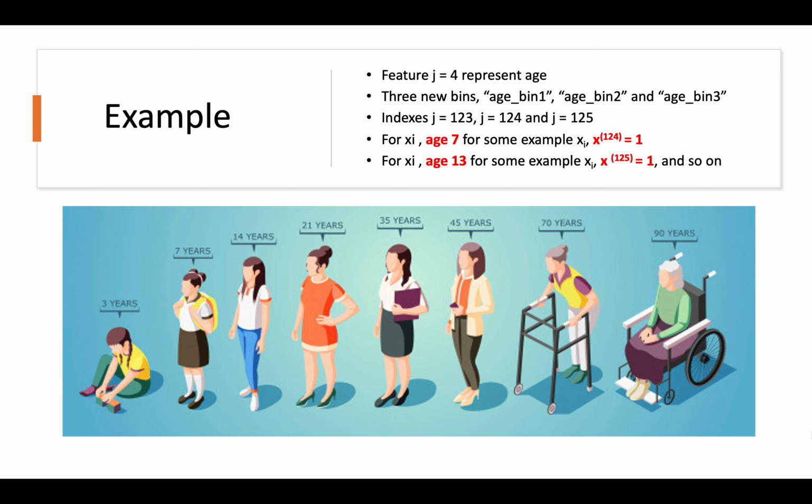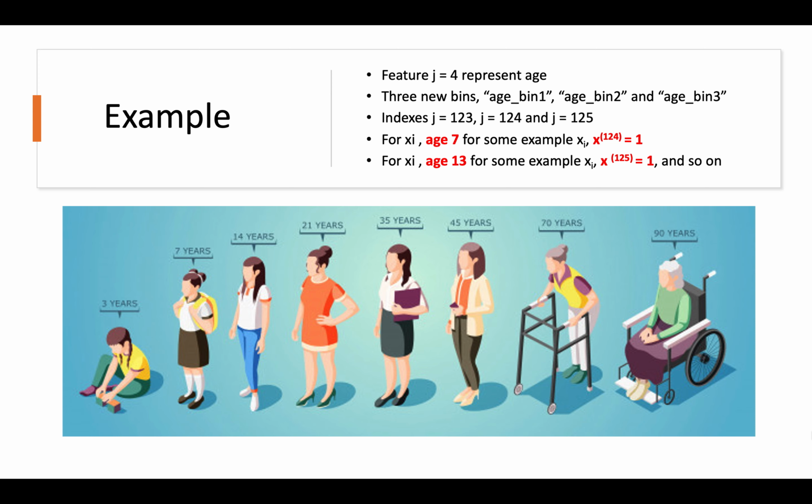Let me give you an example. For example, instead of representing age as a single real valued feature, the analyst could chop ranges of age into discrete bins. For example, all ages between 0 and 5 years old could be put in one bin, 6 to 10 years old could be in the second bin, 11 to 15 in the third one, and so on.